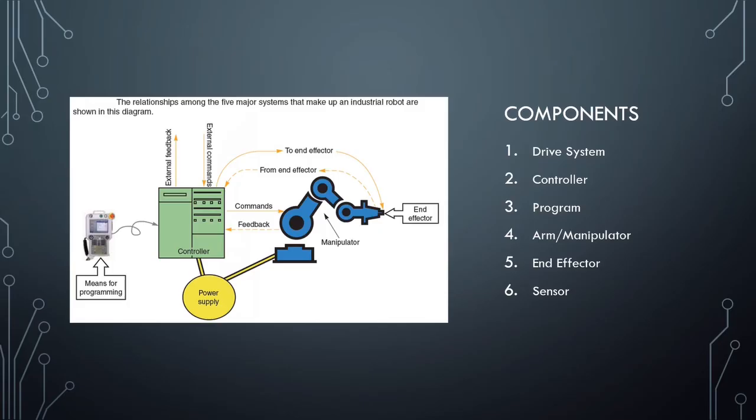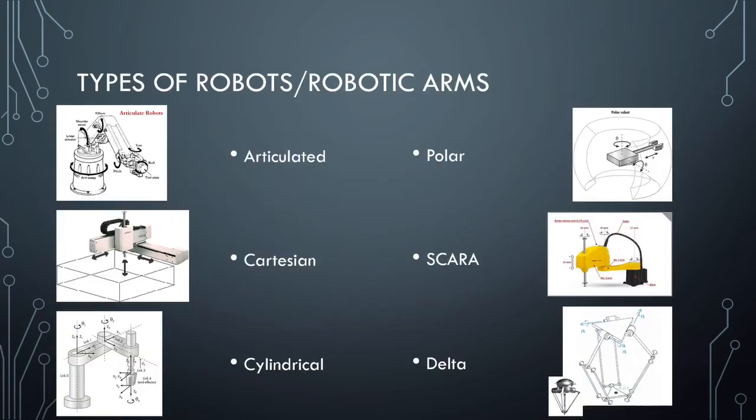So now we've covered half of the components in most robots, and now we'll get to number 4. We'll take a look at the arm or the manipulator of a robot. I did cover these in last week's lecture, so I'm not going to go over all the details this week, but just to reiterate, there are 6 main types of robotic arms. So we have articulated, Cartesian, cylindrical, polar, SCARA, and delta.